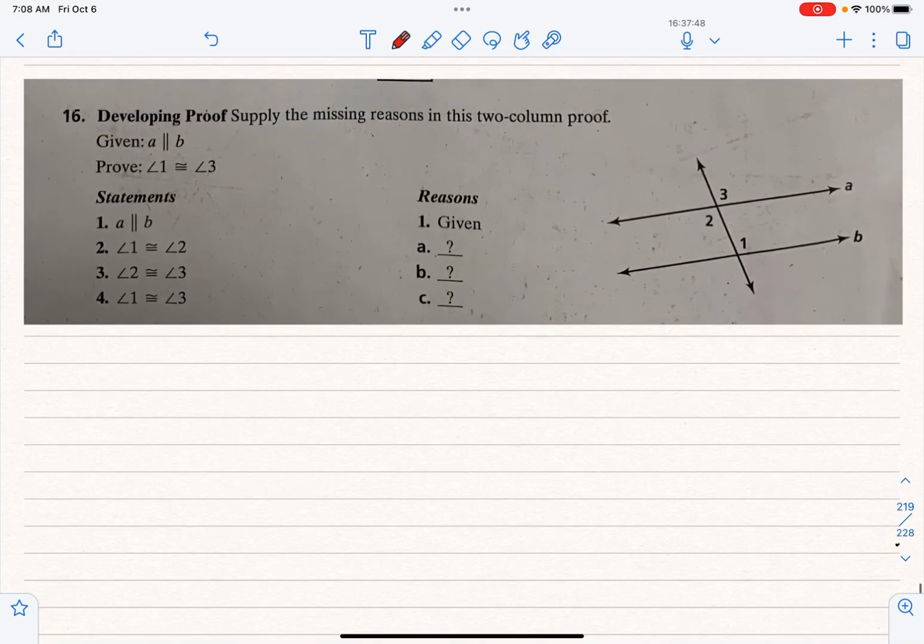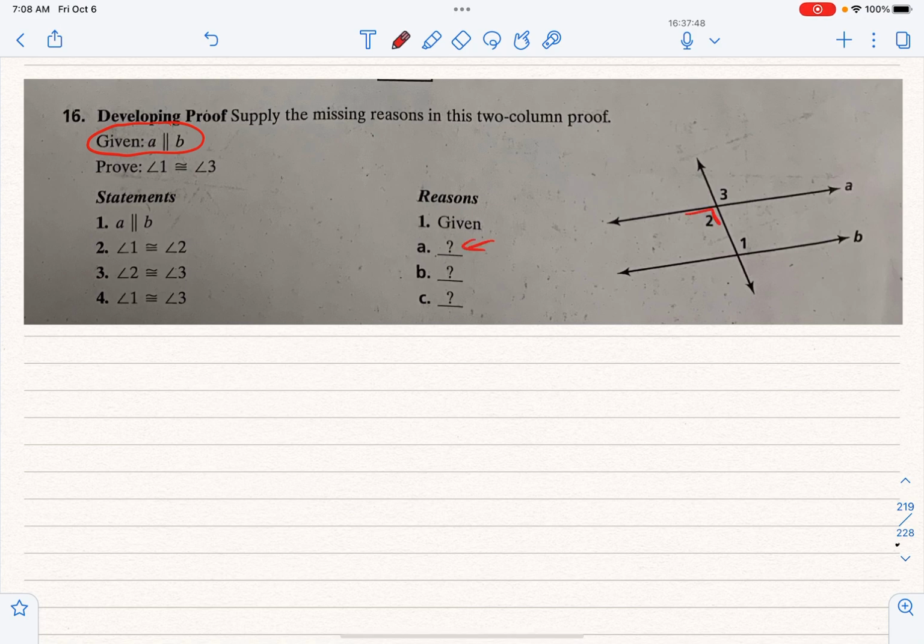All right, last problem. This says developing a proof. This is supposed to kind of show us the idea of what's going on here. You're just supposed to practice giving reasons, okay? And so it says, hey, how do we know that angle 1 is congruent to angle 2? And you say, well, it tells us in the given that the lines are parallel, and that's given, right there.